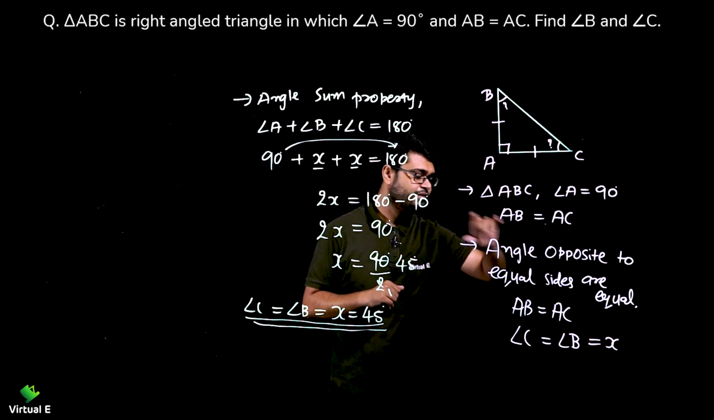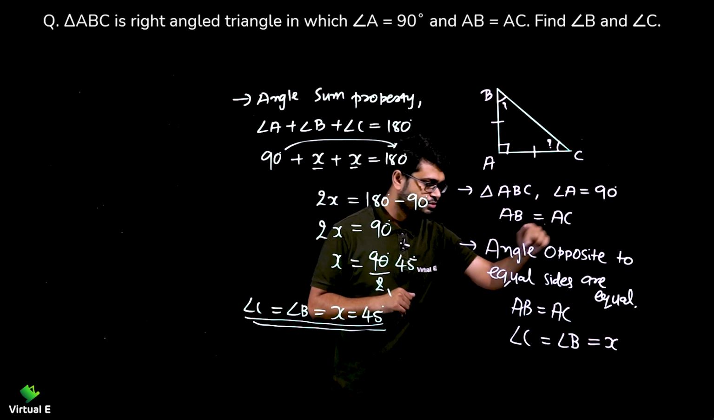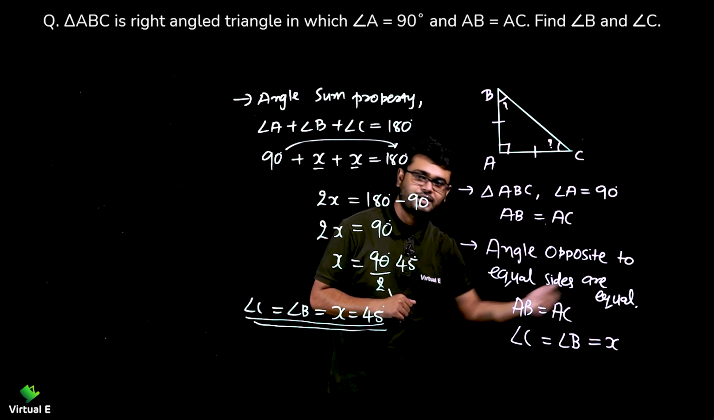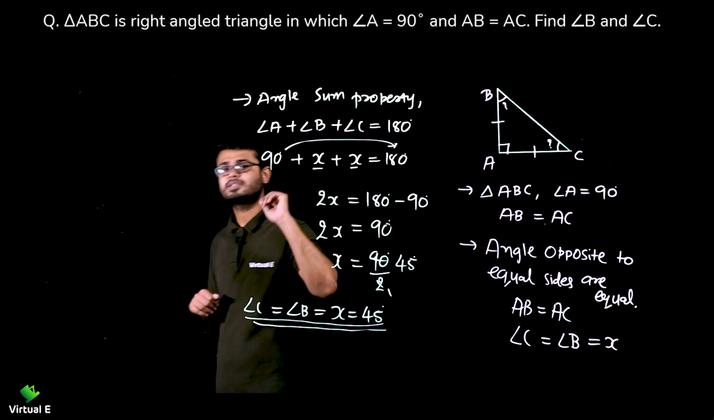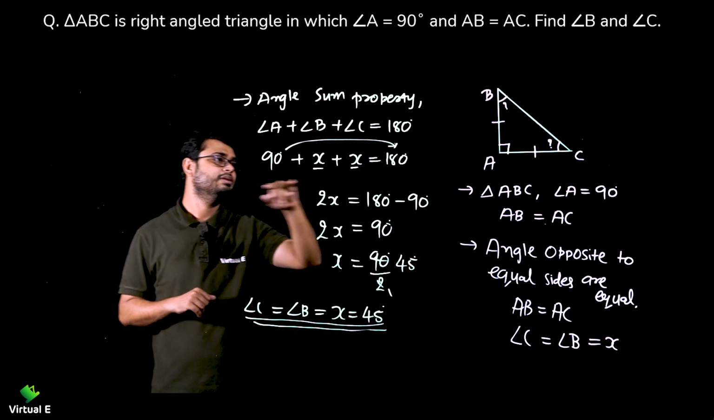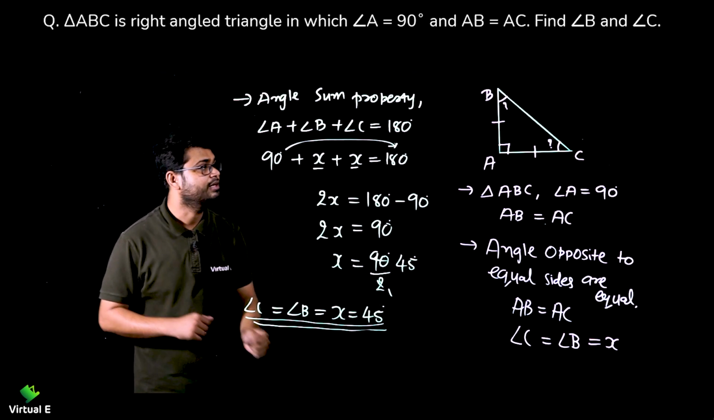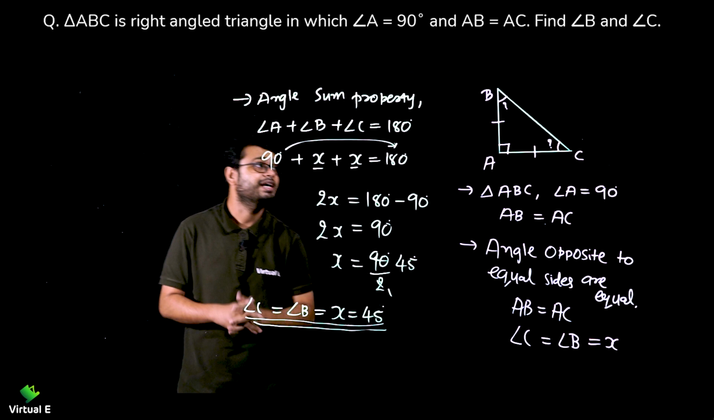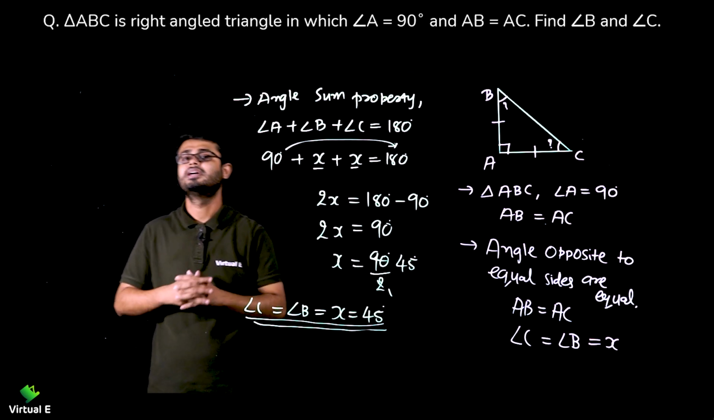So we use the first condition, angle opposite to equal sides are equal. So two angles will be equal. Then angle sum property. So add all the three angles and find the missing angle. So this is how we find the missing angle B and C in the isosceles right triangle.